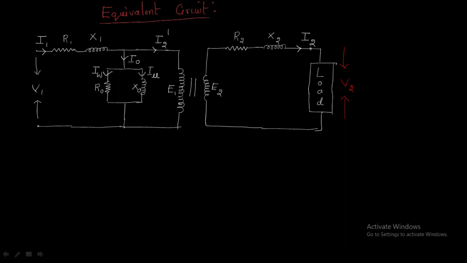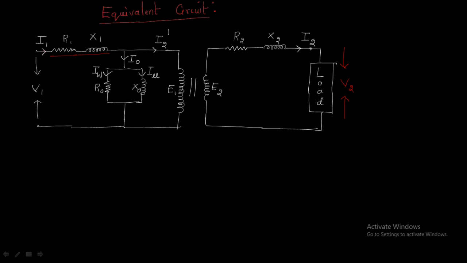Now the most important thing. Up to this you have an idea about the transformer. Look here. This is the primary winding representation, resistance R1 and primary winding reactance X1. This is the no load branch, R0 and X0. Then the transformer will take the supply V1 and it will get the current I1.